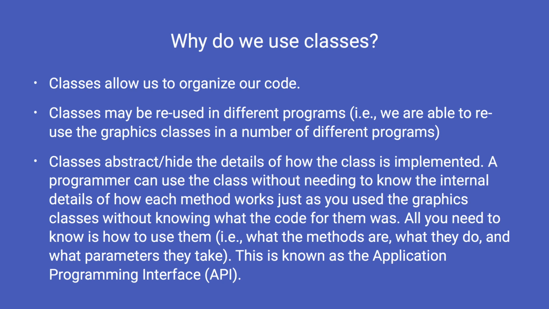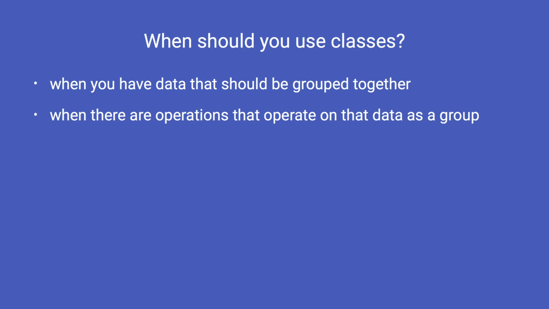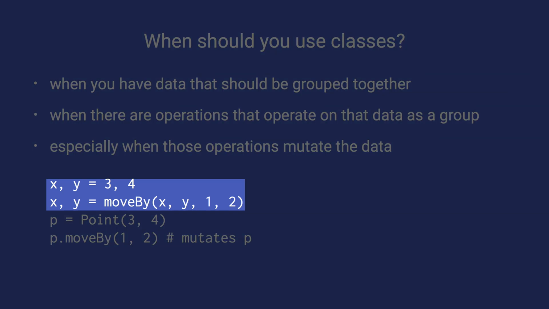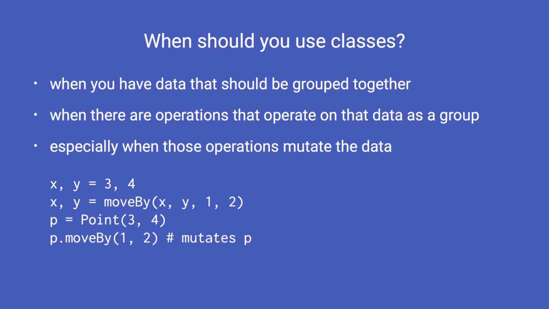Programs can be written without classes, but as we've discussed, using classes makes the code more clear and more organized. An indicator that you should use a class is when you are using multiple pieces of data to represent something, and there are operations that work on those pieces of data. This is especially true when operations mutate the data. The first two lines here show what a function to move a point without using classes might look like. The next two lines show how it might look when using a class.